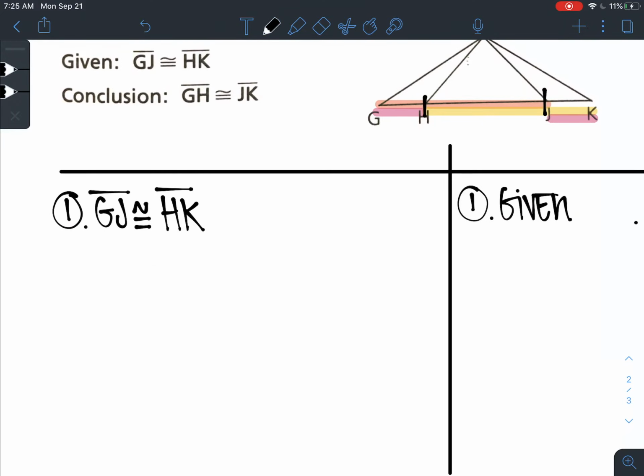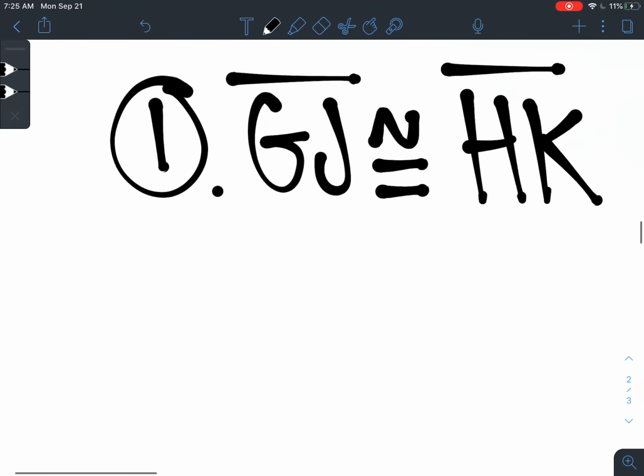And the issue is that we don't have much to work off of, okay? So let's just kind of go off the fact that we're given that segment GJ is congruent to segment HK. So my question is, what does that mean? What does it mean if those segments are congruent? Well, we know that that means that their lengths are equal. And that's going to be our next step, all right?